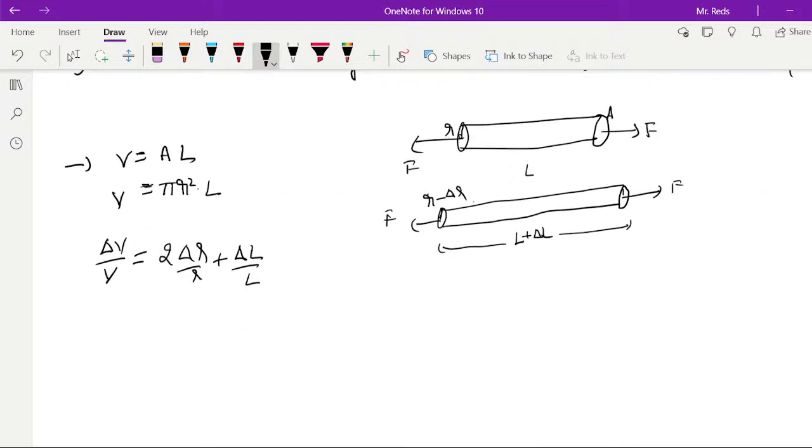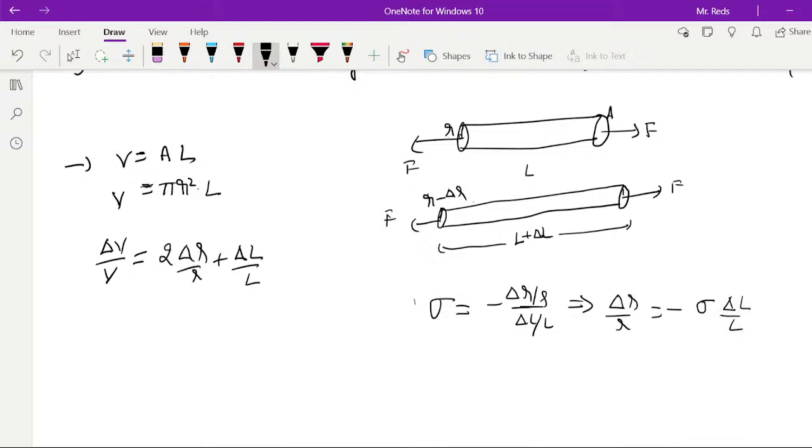If you want this in terms of sigma, you have to bring the concept of sigma here. Sigma is defined as lateral strain by longitudinal strain. It is minus delta r by r divided by delta L by L. From this, if you want the relation between volume strain and linear strain, you have to replace this with sigma. So delta r by r is equal to minus sigma into delta L by L.